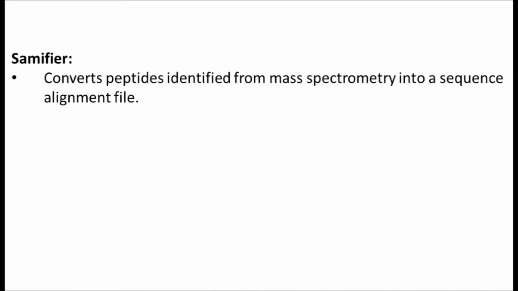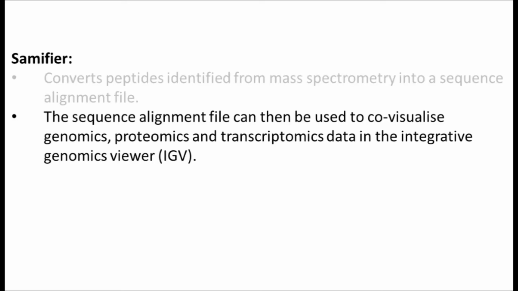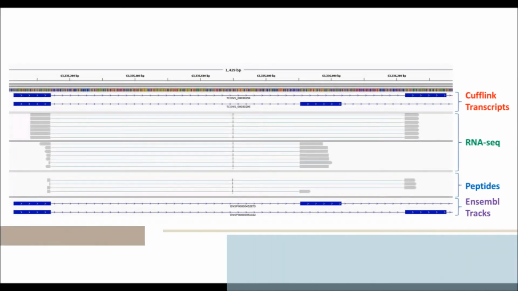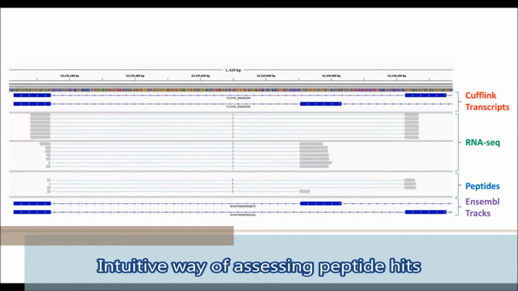First tool is SAMFile, which converts peptides identified from mass spectrometry into a sequence alignment file. The sequence alignment file can then be used to co-visualize genomics, transcriptomics, and proteomics data in the Integrative Genomics Viewer, or IGV. By co-visualizing the data, users can intuitively assess the quality of the peptide hits and use this to validate genes and transcripts.